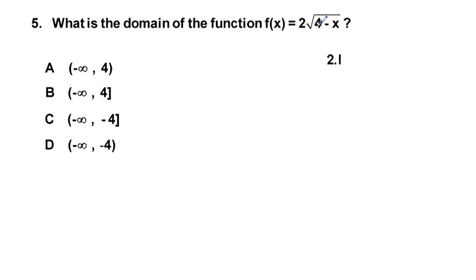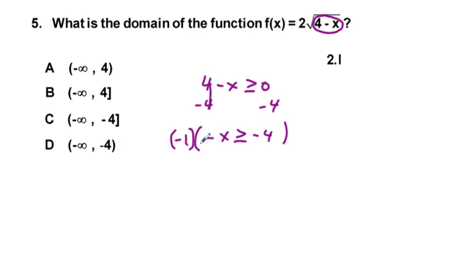What's the domain of the function 2 times the square root of quantity 4 minus x? Well, for this, what's inside the radical has to be greater than or equal to 0. So if we solve this inequality, subtract 4, and we have negative x is greater than or equal to negative 4, and then we divide by negative 1, we get x is less than or equal to 4. Now, see, we changed the direction of the inequality symbol when we multiplied by negative 1. So our correct answer is going to be in interval notation, B.